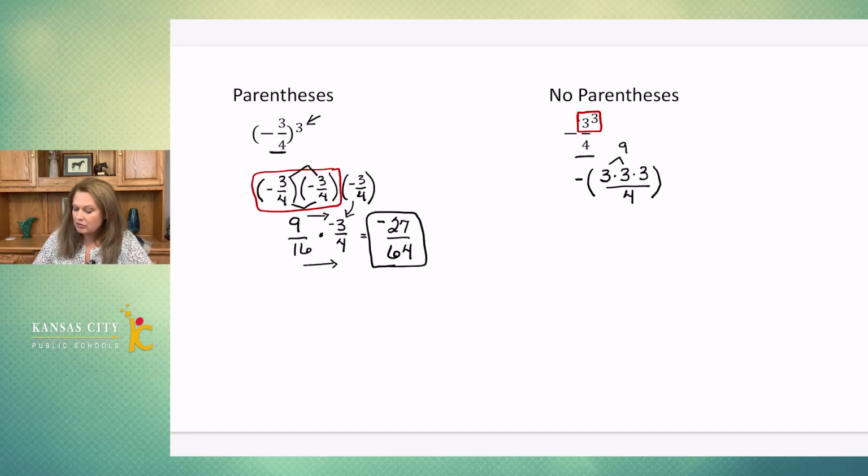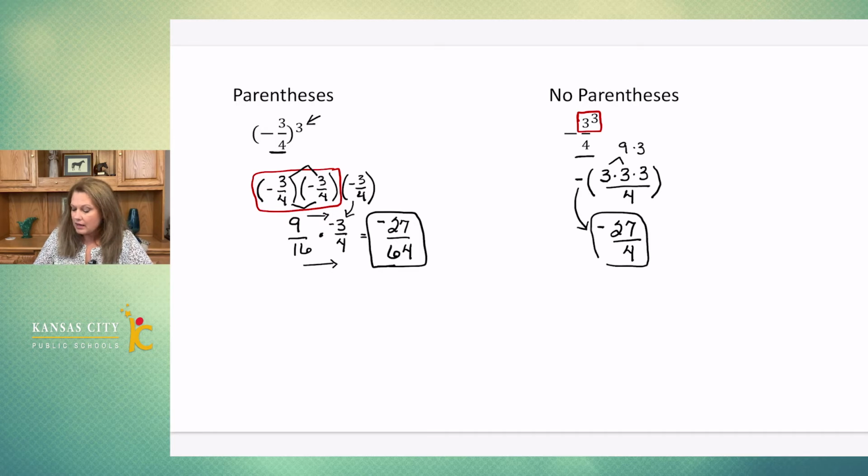I'm going to multiply 3 times 3, that's 9, times my extra 3, that's 27. My denominator is not being multiplied times anything, so I'm just going to bring it down. It's still going to remain 4. Remember, I had that negative. That negative means opposite of whatever I get for my product. So this particular answer is going to be negative 27/4.